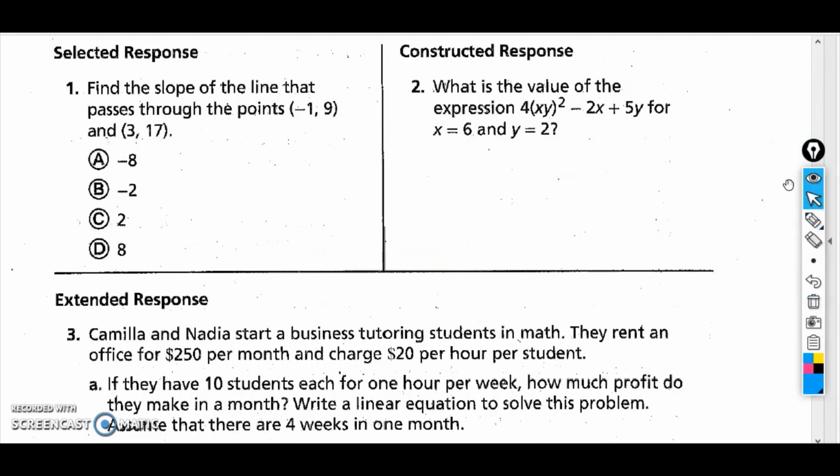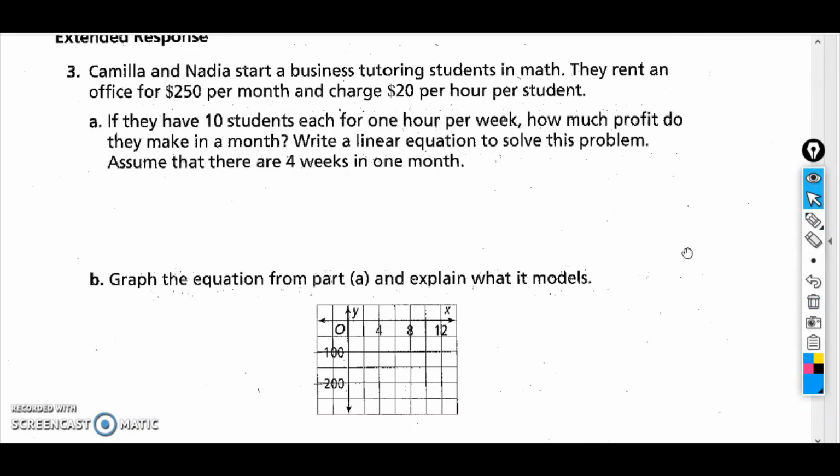Let's move on to number 3. Extended response. Camilla and Nadia start a business tutoring students in math. They rent an office for $250 per month and charge $20 per hour per student. Just know that this is a very convoluted question, and another math teacher and I agree that this was a poor question for this level. But we're going to do what the book wants us to do for this problem, so you can get full credit as long as you follow these steps.